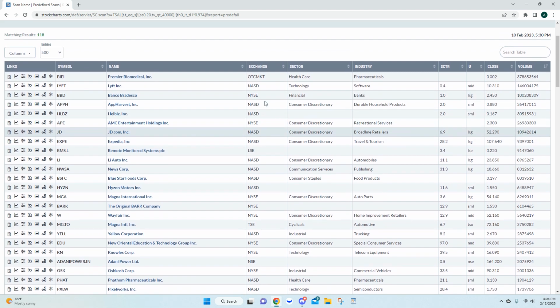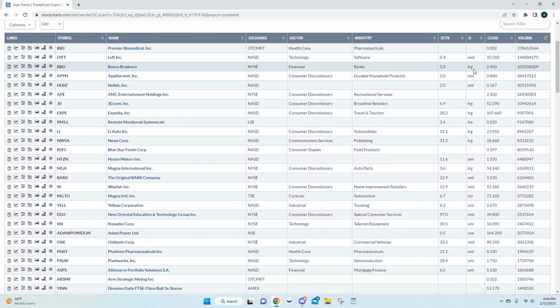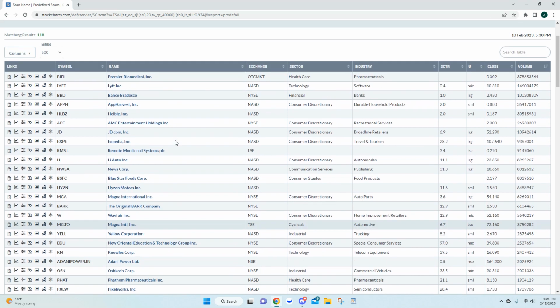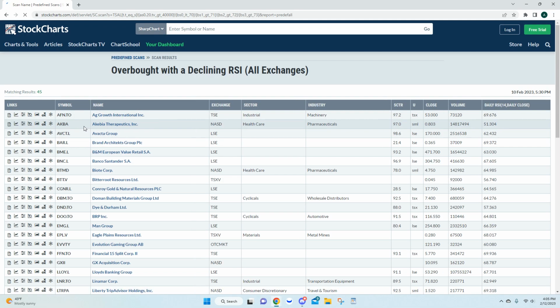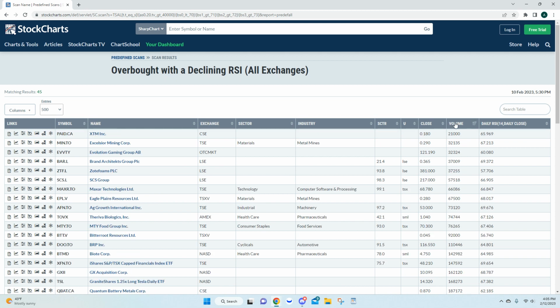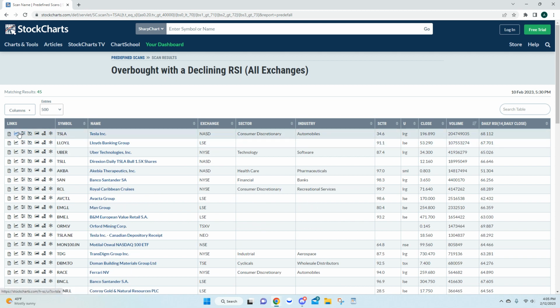Let's take a look at a couple more here. I tend to stay in the large to mid caps just because there's more volume, obviously. And if you're doing options, you need volume on those contracts. Let's switch over to an overbought RSI, or with a declining RSI. So volume here. So Tesla. Everybody knows Tesla.